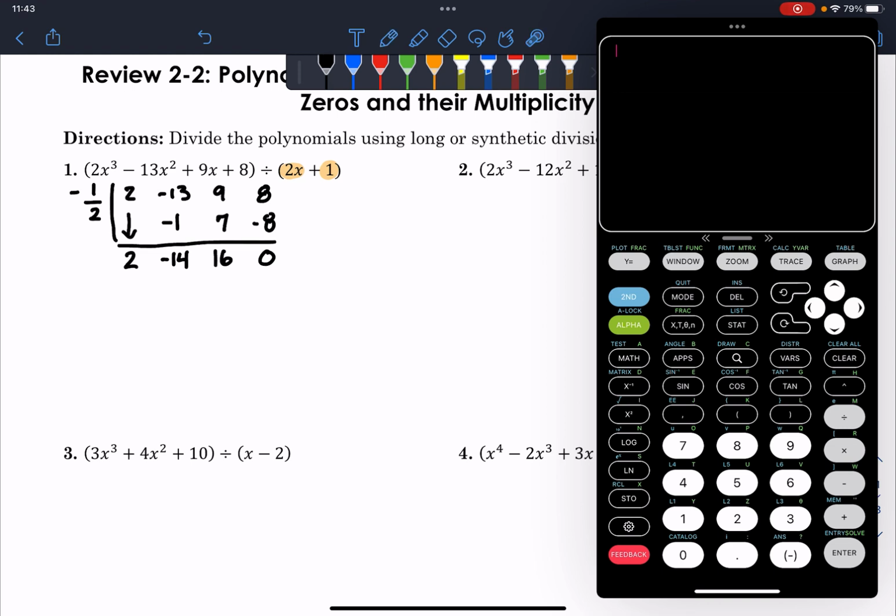Now remember, in these situations, because we had a coefficient of 2, and we're writing this negative 1 over 2, we have to then divide these three numbers by 2. So we have to divide every single one of these by 2. And we're going to end up with a total of 1x to the second power minus 7x to the first power, and then my constant of positive 8. So this is the quotient to this division problem.